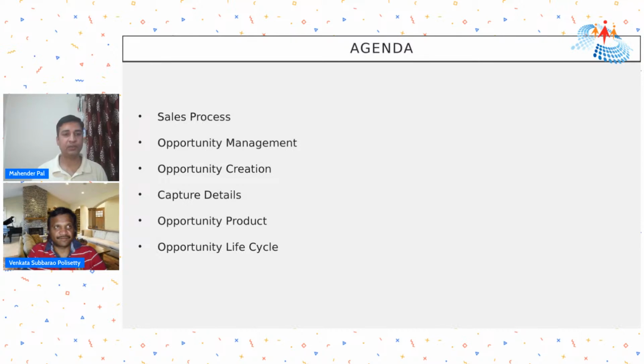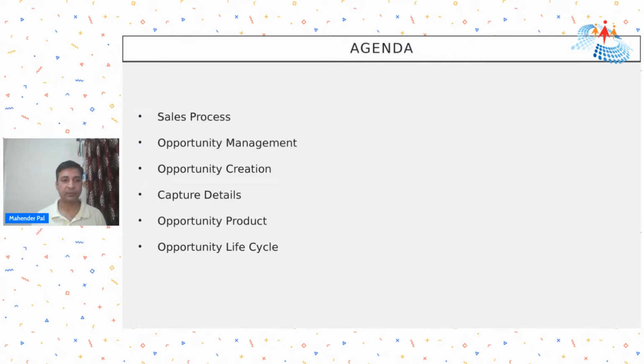So let's see what the agenda is for today. We will start with a quick review of the sales process which we discussed in our last session. Then we will discuss what opportunity management is in the sales app, how we can create an opportunity, and the different ways of creating one. Then we will discuss what details we normally capture when we create an opportunity for our customers, and then the opportunity product. That's the new thing added to the opportunity when we start from the lead and convert it to the opportunity. Then we will have a quick overview of the opportunity life cycle. Once these are done, we will jump into the demo.